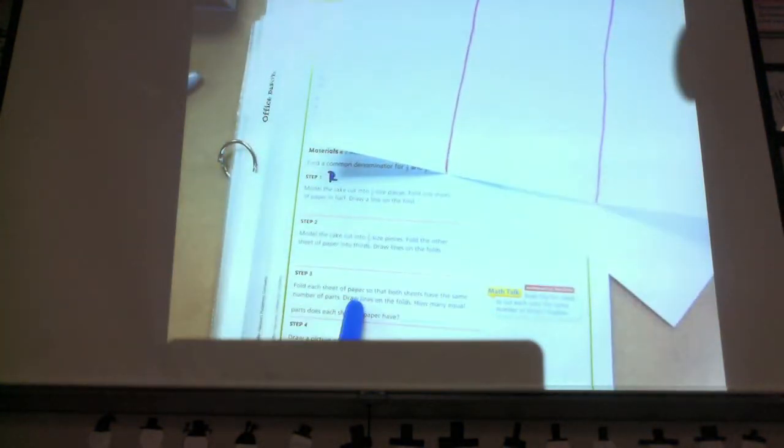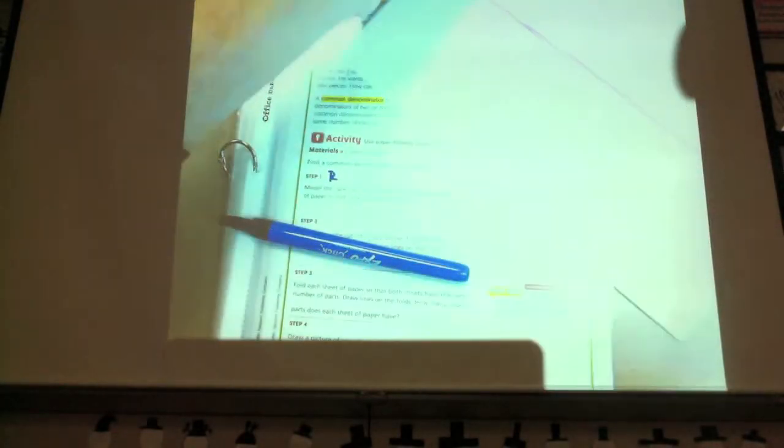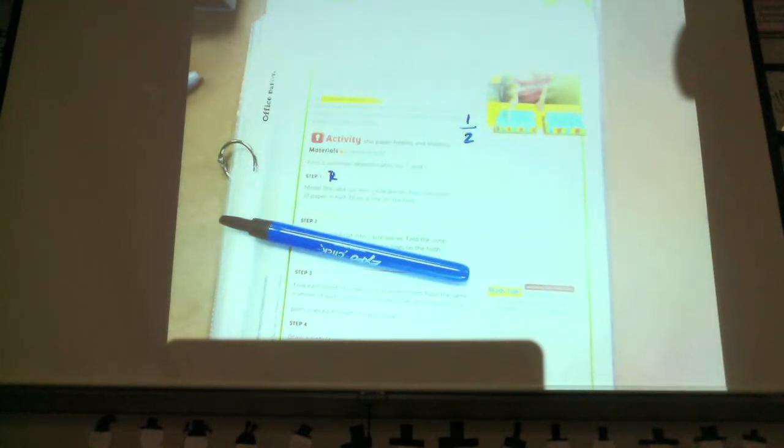Step 3. Fold each sheet of paper so that both sheets have the same number of parts. Draw lines on the folds. I want you to decide together how you can take these and fold them so they have the same amount of parts. Work together with your partner. This is a partner thing.